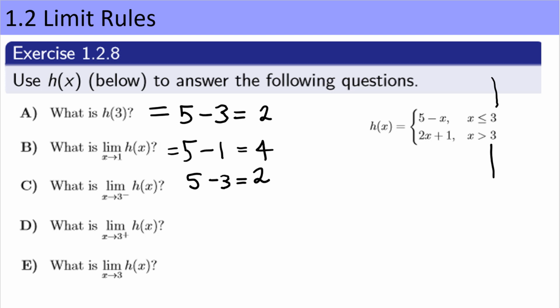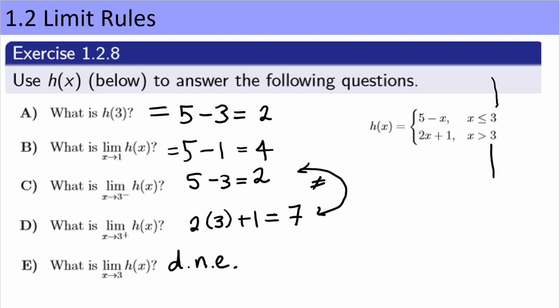Now, what is the limit as x approaches 3 from the right? That means from numbers greater than 3, and that is the second piece of this piecewise function. So we will evaluate 2 times 3 plus 1, so that's 6 plus 1, or 7. And finally, E, what is the limit as x approaches 3 of h of x? Let's observe that from the left and from the right, the limit values are not the same. So we say that this limit does not exist.